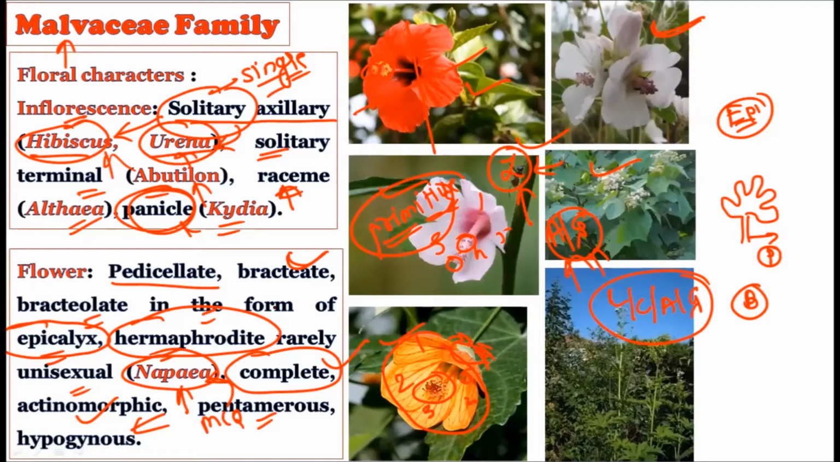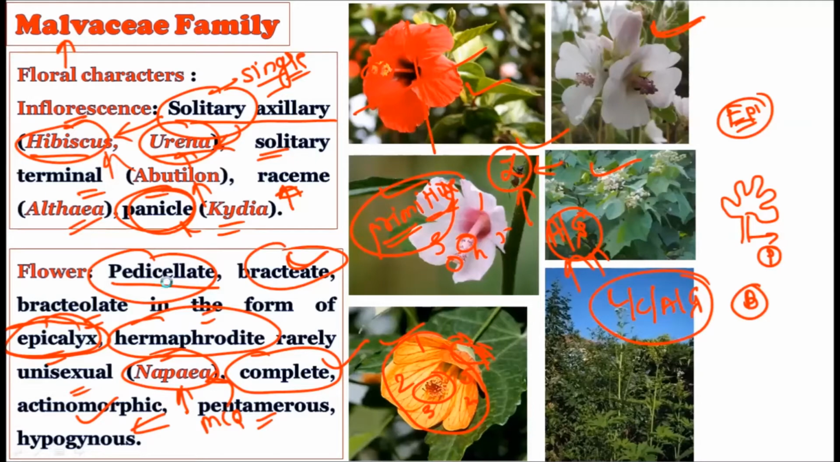The Malvaceae family shows a flower which is pedicellate in nature, right? Pedicel is there, bracteate flowers are there, and the epicalyx, a very special character of the Malvaceae family, is there. It is bisexual the majority of the time, while it is unisexual sometimes or rarely. An example of unisexuality is Napi. They are complete, actinomorphic, pentamerous, and hypogynous in nature.